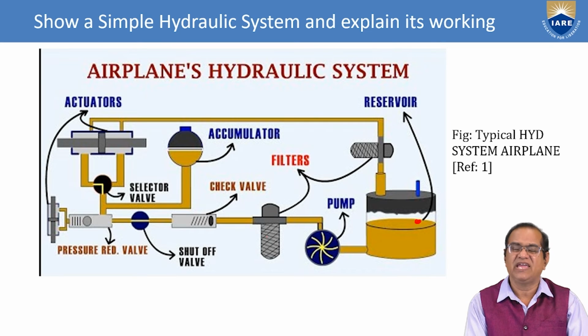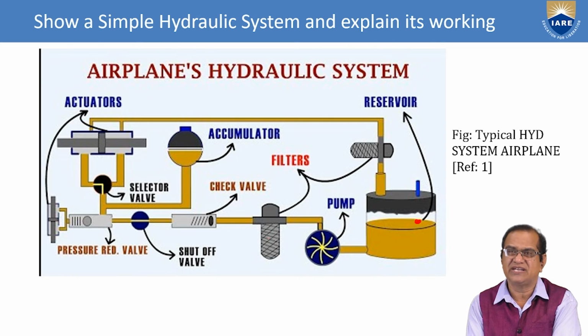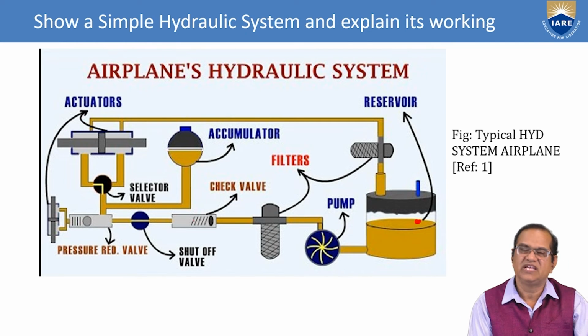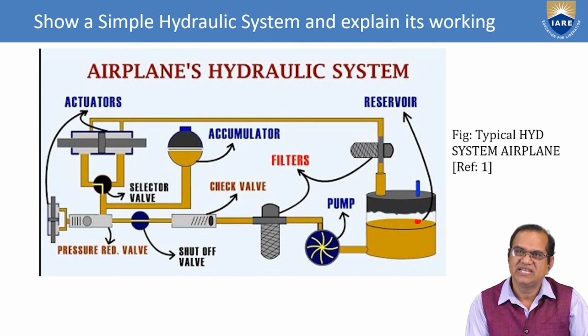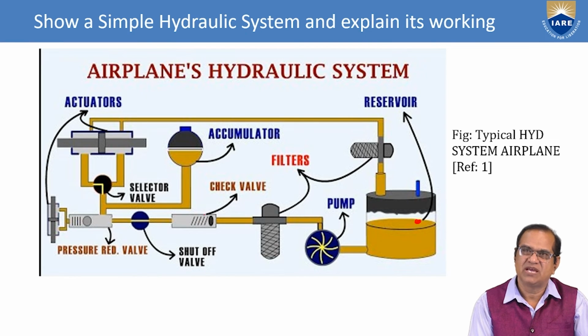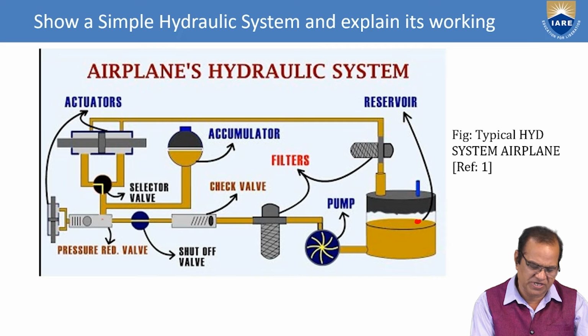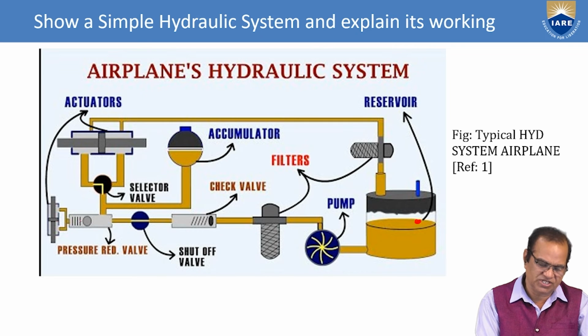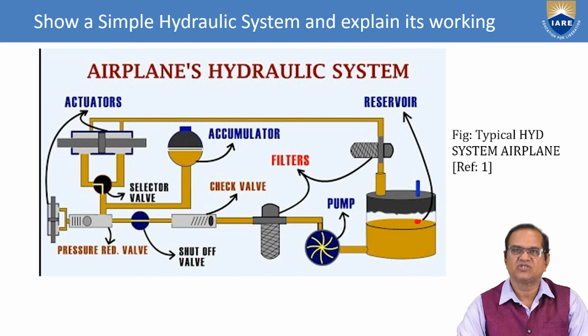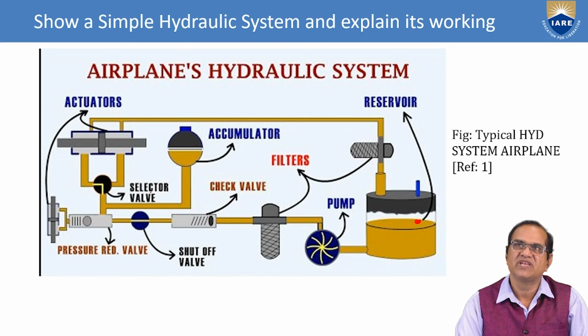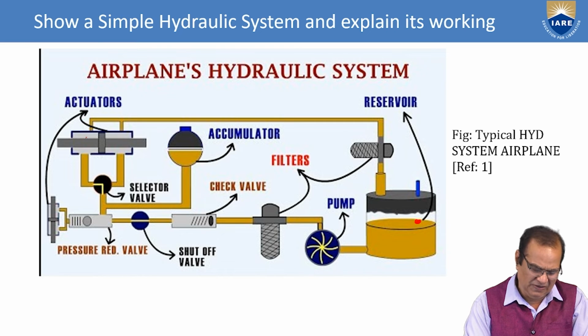From this filter, any contamination, dust, sand or water is extracted. Then it goes to a check valve, in which pressure is maintained on only one side. Then it goes to a shut off valve, where on and off is done. From here it goes to the pressure reducing valve, where the pressure is reduced. From here it goes to the actuator. Before going to the actuator, it will go to the selector valve, which selects the left motion or the right motion.